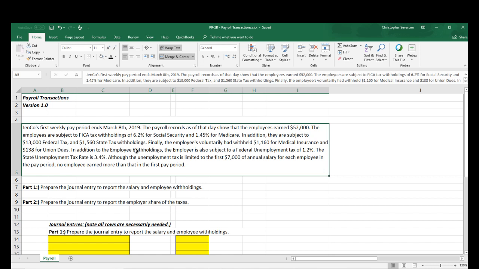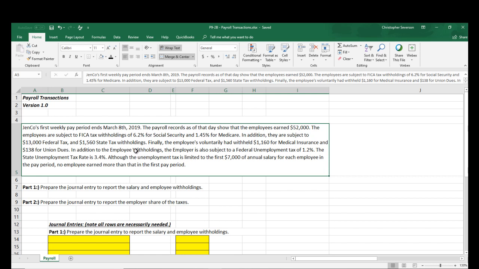Now, in addition to the employee withholdings, the employer, the company, is also subject to a federal unemployment tax of 1.2%. The state unemployment tax rate is 3.4%. The unemployment tax is limited to the first $7,000 of annual salary for each employee, but in this situation, no employee has yet earned more than that in this first pay period.